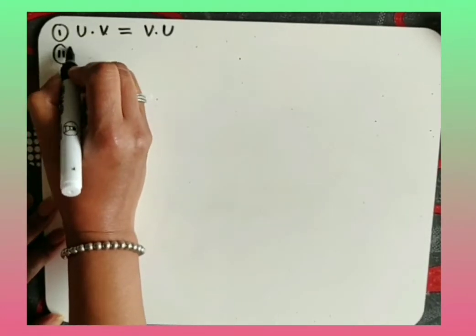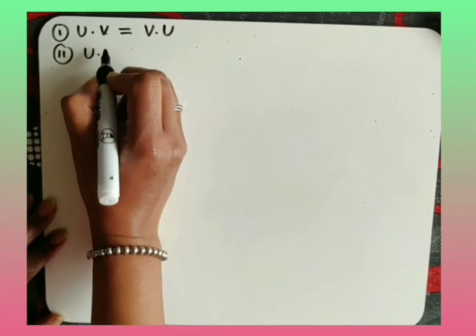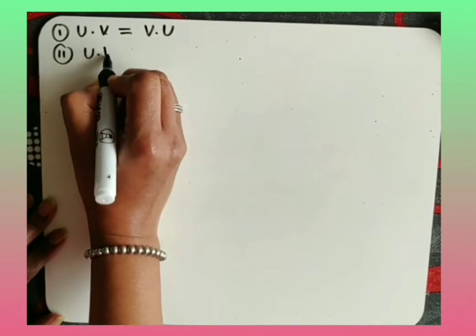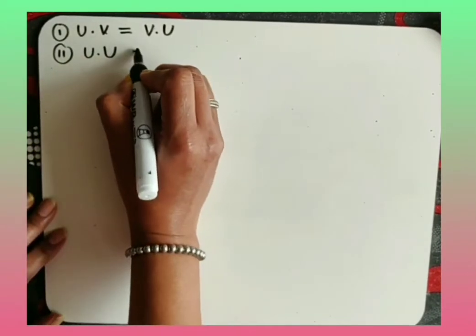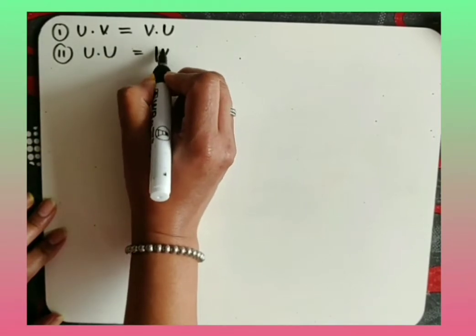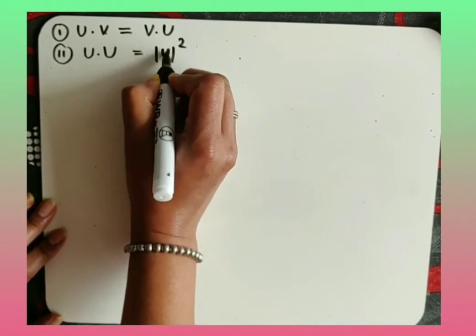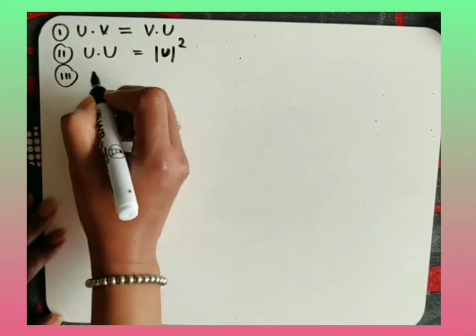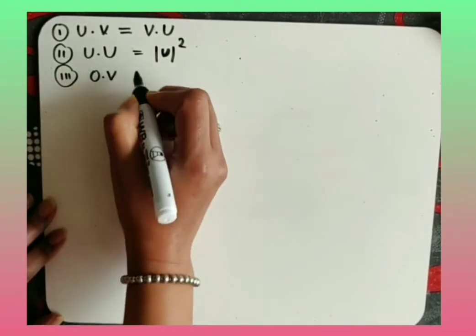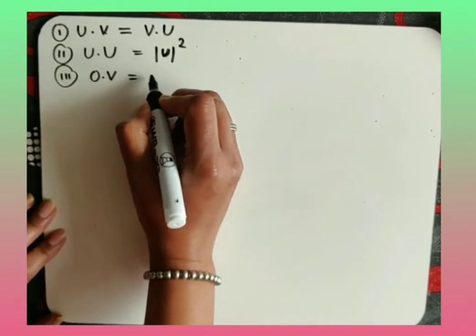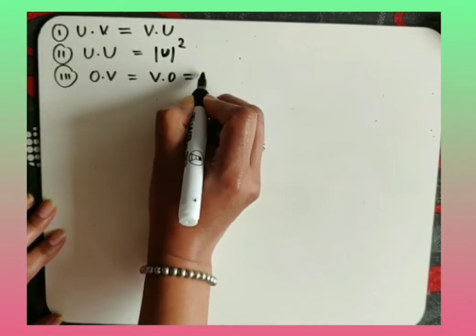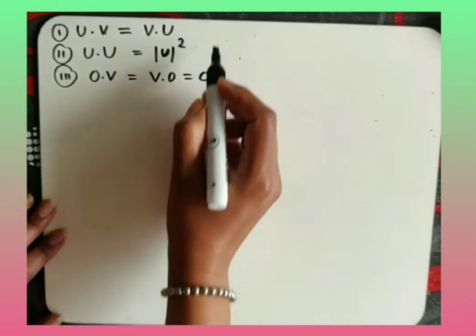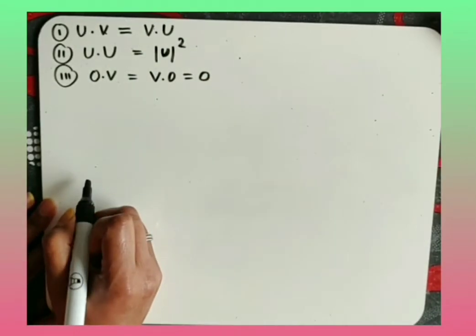The second property is if you multiply the same vector by the same vector, u dot u, you will get mod of u whole squared. The third property is if you multiply any vector by 0, you will get 0. So these are the three properties of the dot product.